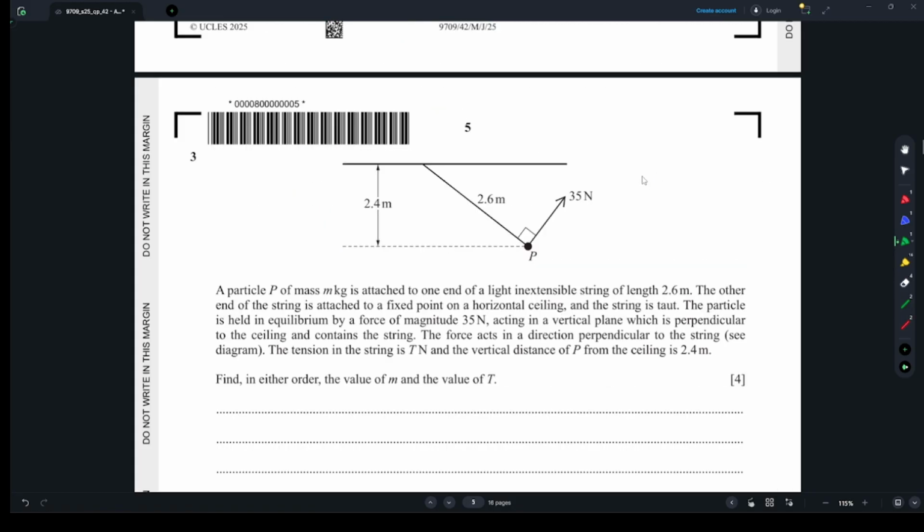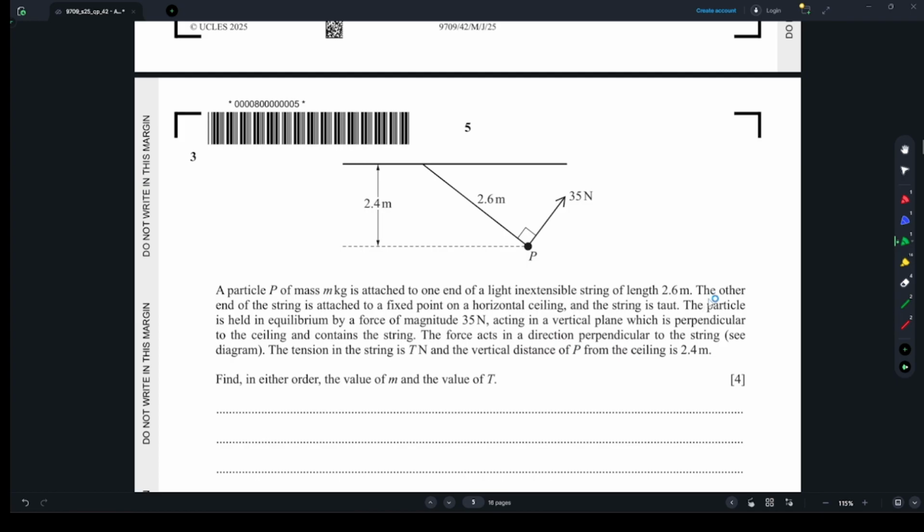Okay, so now let's move to question number 3. Okay, so it seems related to the forces. A particle P of mass m is attached to one end of a light inextensible string of length 2.6. You can see it. Okay, then it is attached to this horizontal ceiling and the string is taut. Okay, the particle is held in equilibrium by a force.